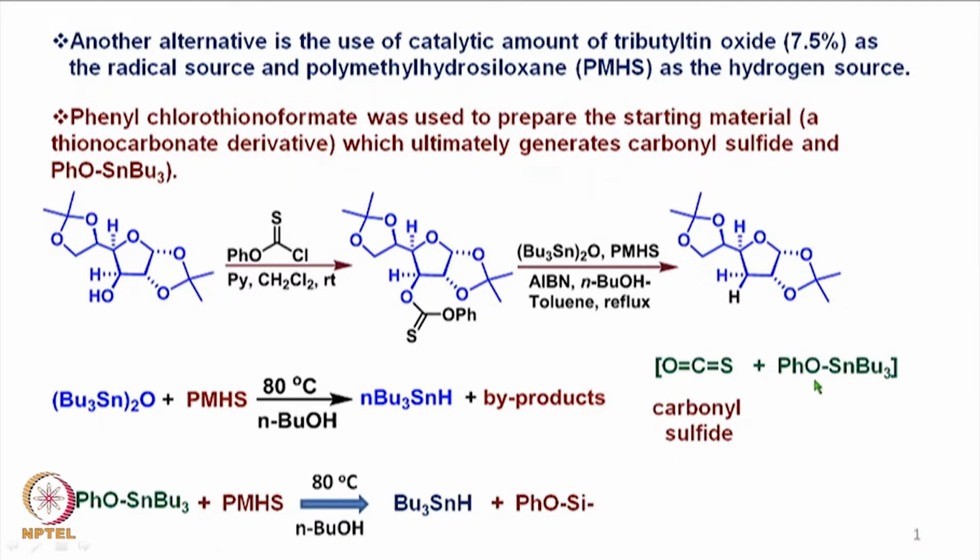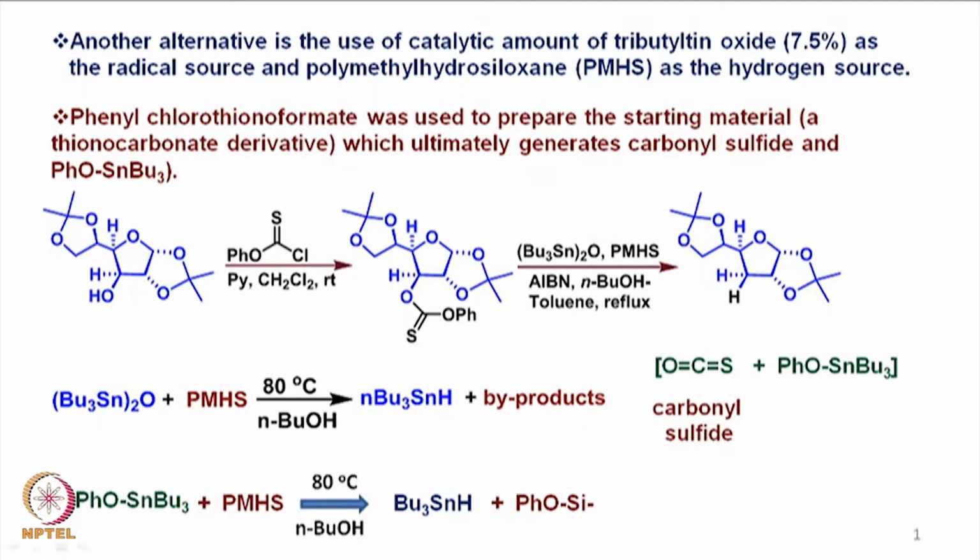Basically what happens in these reactions is the tributyltin oxide reacts with PMHS to form the tributyltin hydride, which then of course in the presence of AIBN forms tributyltin radical, and that leads to the formation of the deoxygenated product from this thionocarbonate derivative. And the side product which has come out from the tin based reagent, that is the phenoxytributyltin derivative, then reacts with PMHS to regenerate the tributyltin hydride. And of course there will be some silane derivative. So this is how the catalytic amount of tributyltin oxide is utilized to carry out the deoxygenation of alcohols to the corresponding hydrocarbons.